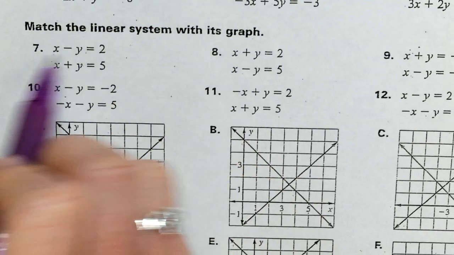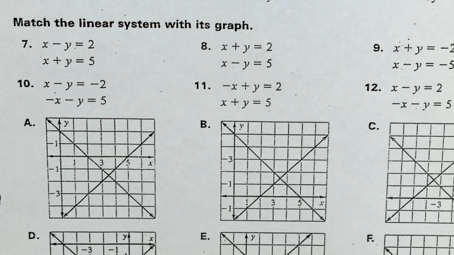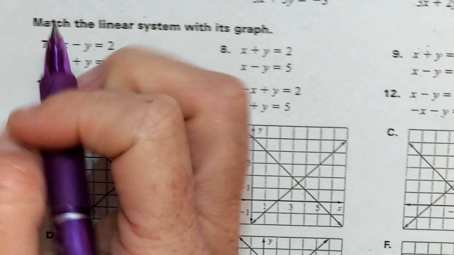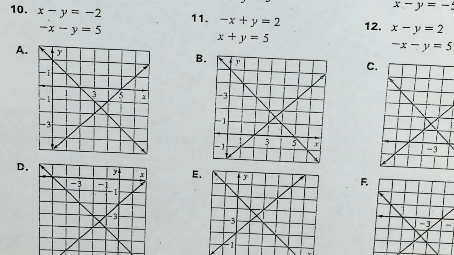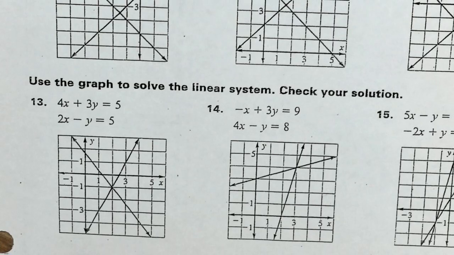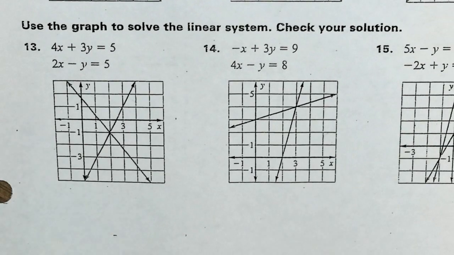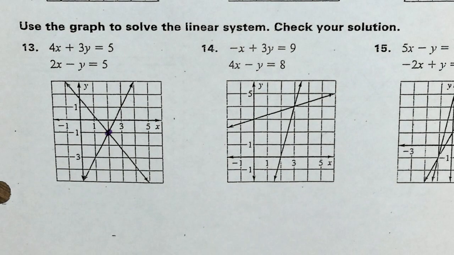Yes or good? On 7 through 12, you're going to match the system with its graph. So you're going to need to rearrange them and then match. So if 7 is A, you would put A right here. Yes? Okay, on 13 through 15, it wants you to use the graph to solve. Guys, you don't have to do anything but find the answer. It's already done for you. Look at number 13. Where's the answer? Right here. So how would I write my answer?